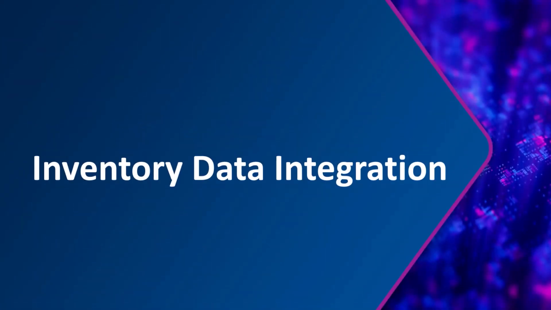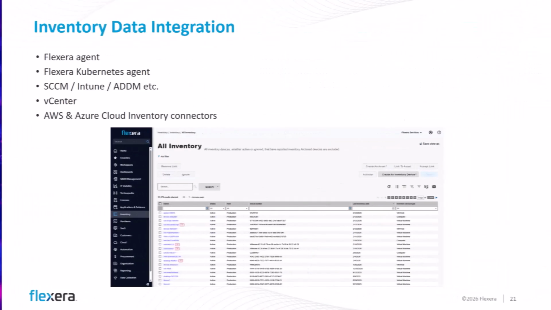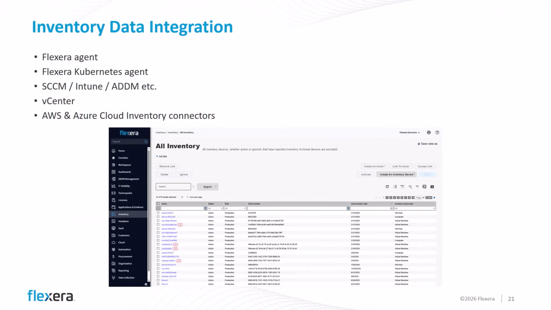The next phase involves integrating inventory data, ensuring all relevant sources are connected and configured. Inventory data integration includes deploying the Flexera agent, Flexera Kubernetes agent, connecting with SCCM, Intune, ADDM, vCenter, and integrating AWS and Azure Cloud Inventory connectors. Separate videos have been created to dive into the inventory integration topics noted on the screen here.